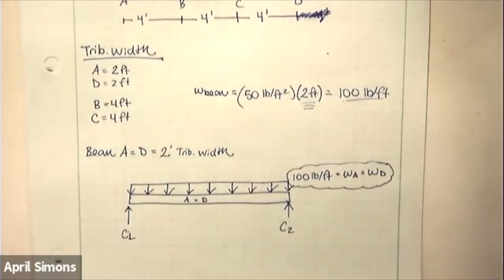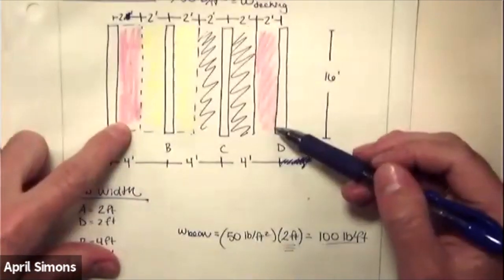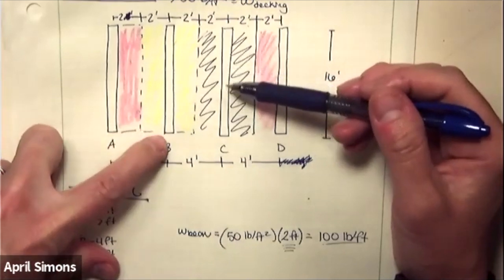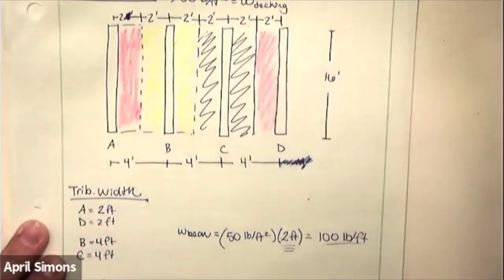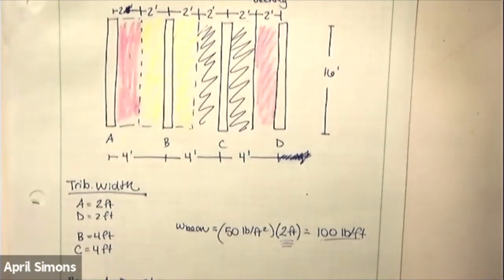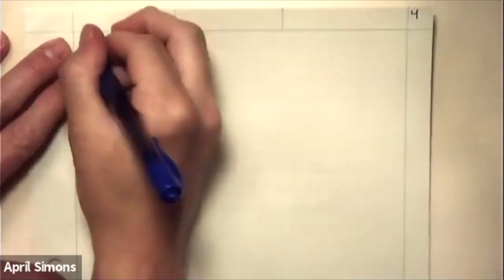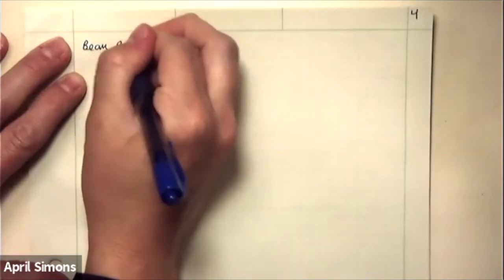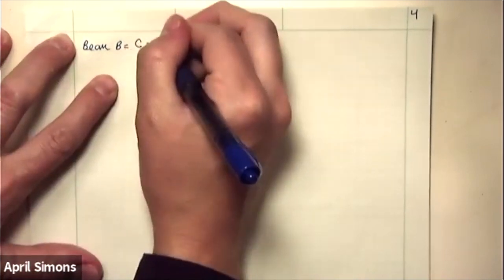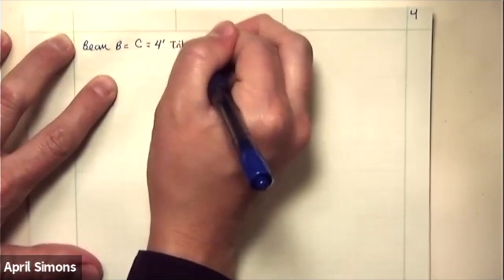Any questions about this problem so far? All right, so that was beam A and beam D, which represents the end beams in this system. Okay, beam B and C also share a tributary width here of 4 feet. So next we'll look at B and C and calculate that uniform load. Beam B equals beam C, and that was a 4-foot tributary width.